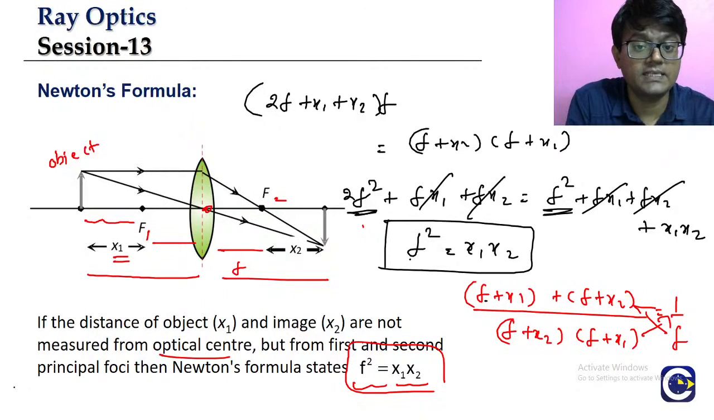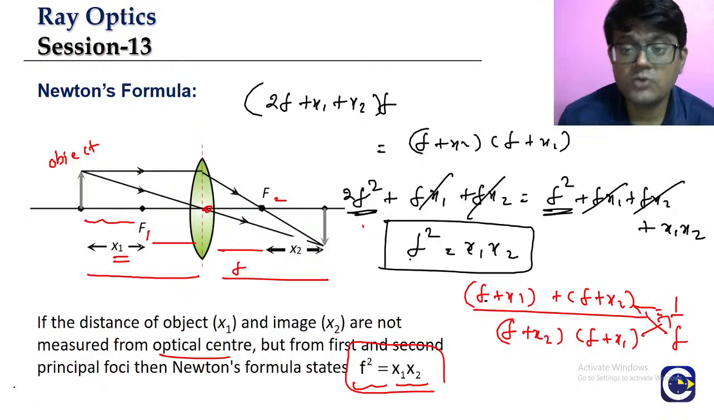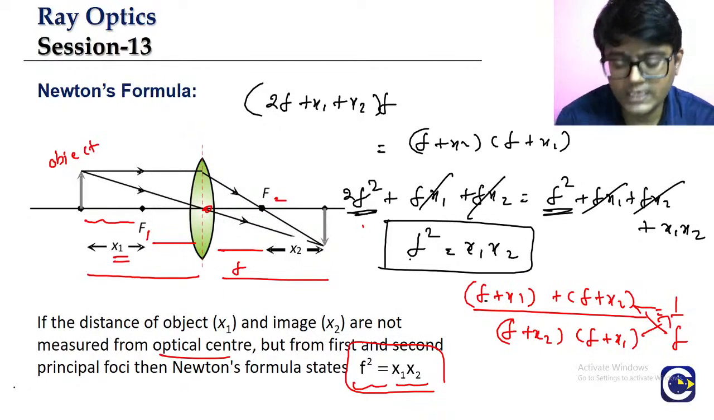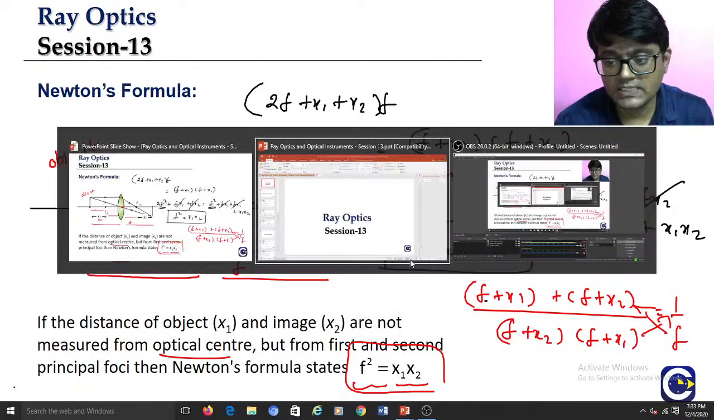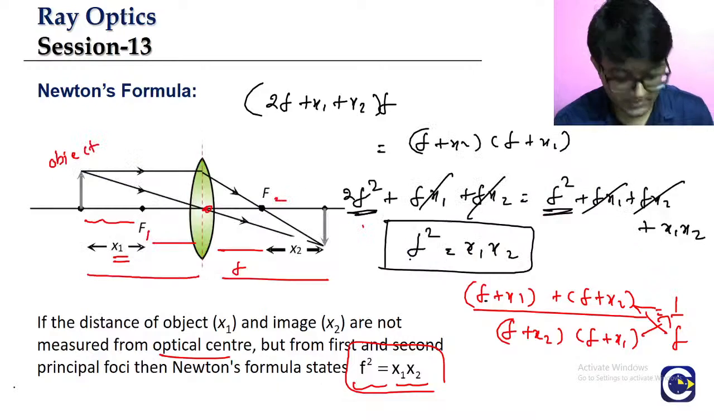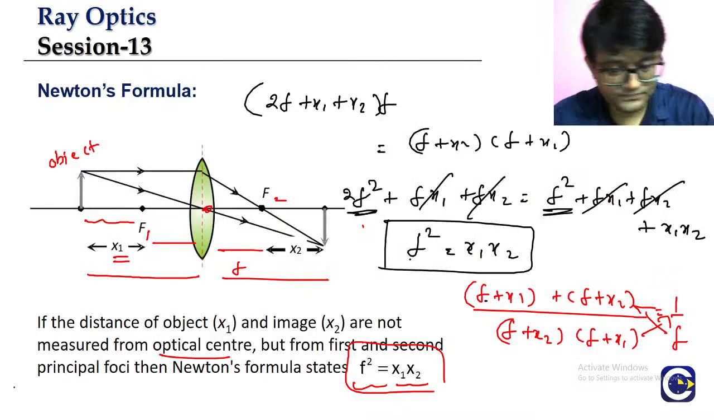Whenever we see distances measured with respect to the focal points, the first thing that should come to our mind is Newton's formula. What is it? F square is equal to x1 into x2. Focal length square is equal to x1 into x2. This is Newton's formula that relates the focal length to the distances measured from the principal focus, F1 and F2.